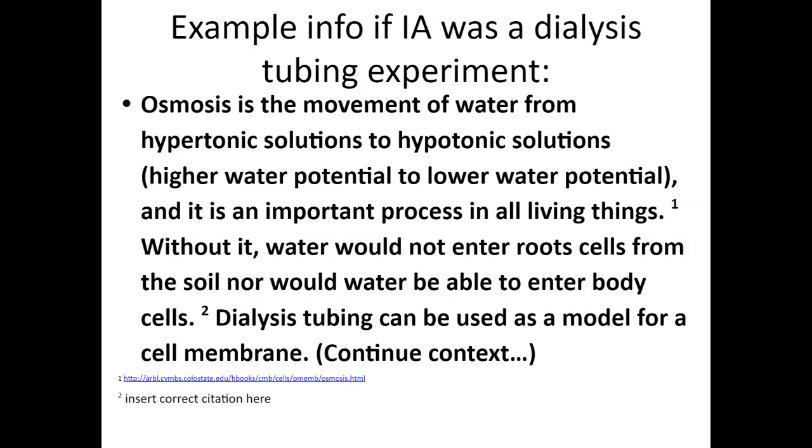But this is the background information that somebody wrote for a dialysis tubing lab. Osmosis is the movement of water from hypertonic solutions to hypotonic solutions, a higher water potential to a lower water potential. And it is an important process in all living things. Without it, water would not enter root cells from the soil, nor would water be able to enter body cells. Dialysis tubing can be used as a model for a cell membrane. And then it continues on. So my question is, and don't forget citations, if this was all they put for their background information, is that enough?